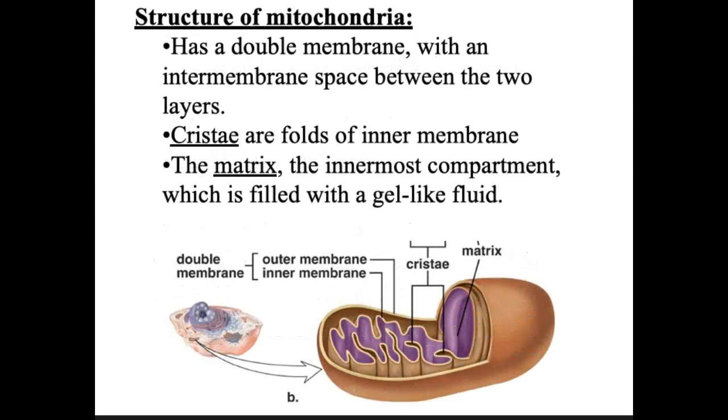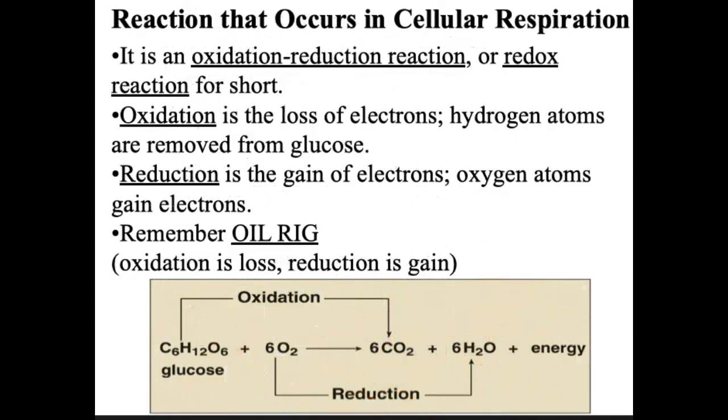Structure of the mitochondria, things that you would need to know. The matrix is the middle of the mitochondria, and the folds are the cristae. Cell respiration is a redox reaction. That means that glucose is going to be oxidized. It's going to end up losing hydrogens. And the oxygen in cell respiration is going to be reduced. It's going to pick up hydrogens.